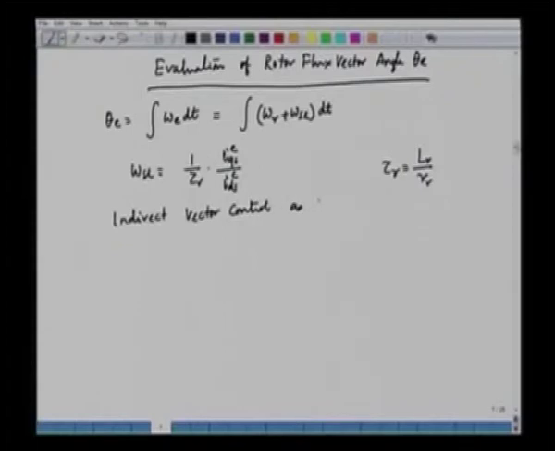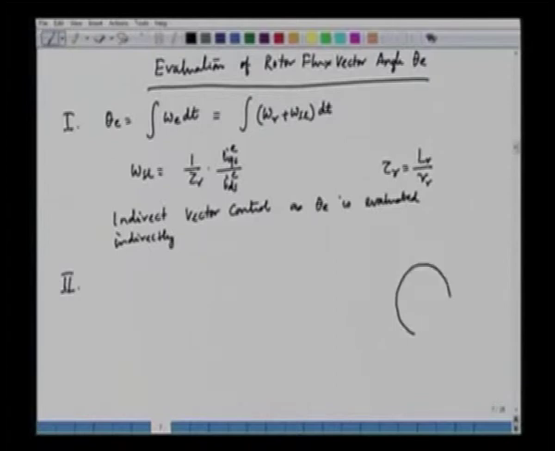As theta E is evaluated indirectly. This is one of the ways to evaluate theta E. Now, the second method of evaluating theta E is to sense the rotor flux.